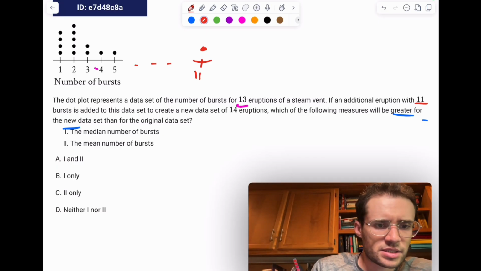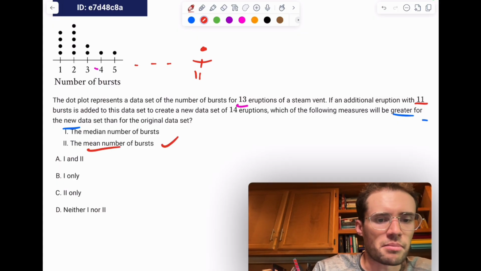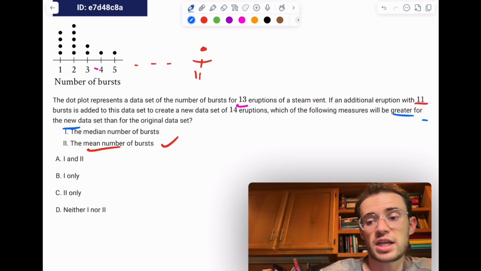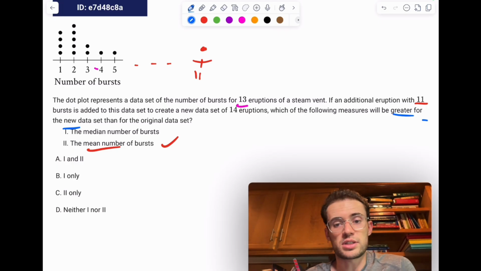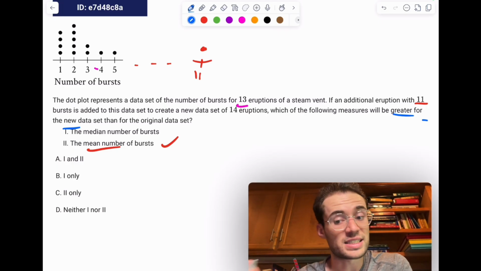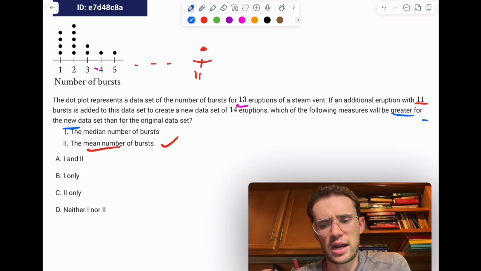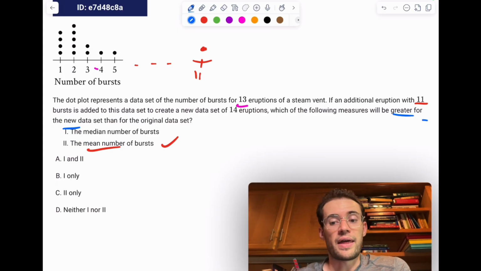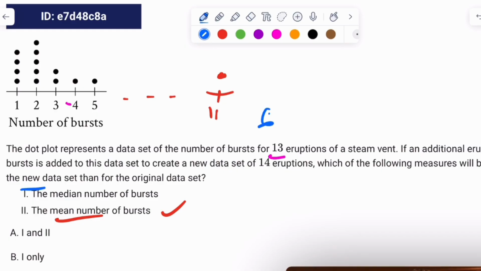In this case, we know the mean will go up, but for the median, we have to figure out what the median is originally. So of the 13 eruptions, the middle term of a set of 13 values would be the seventh number. The way to do that is you subtract 1. So 13 minus 1 is 12, and then half of 12 is 6. So you have 6 to the left, 6 to the right, so the seventh term would be the middle. Or you could do plus 1 divided by 2, and the median value is the seventh.